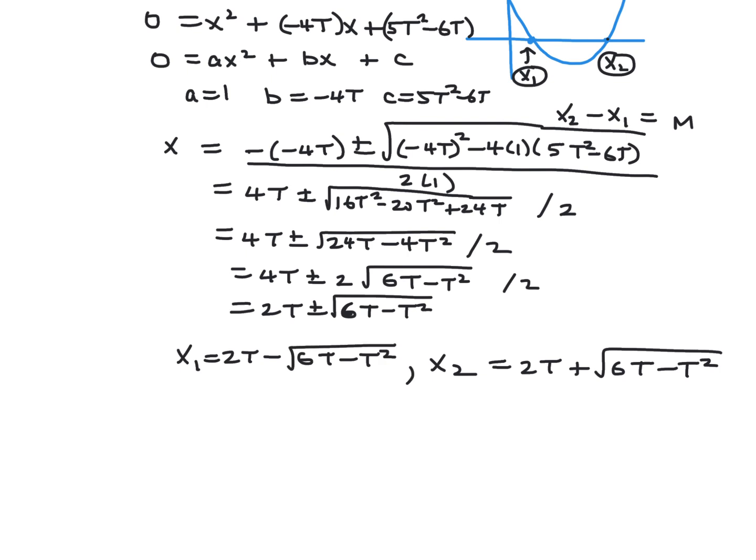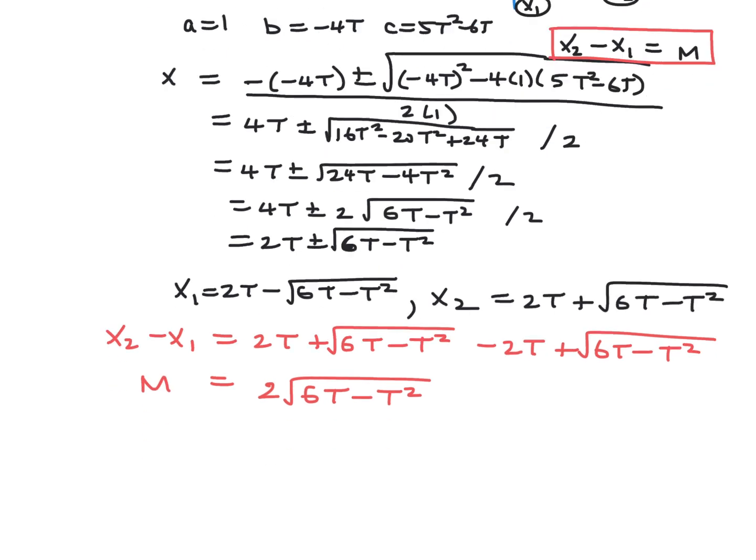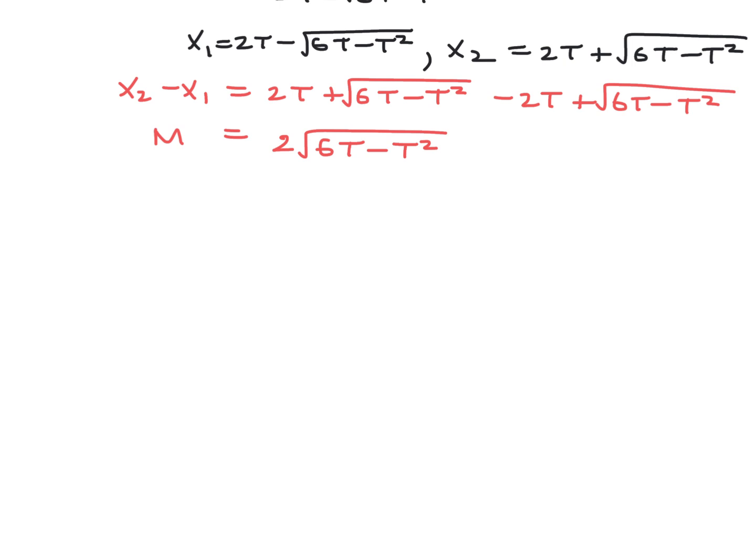Okay, so now we can concentrate on the distance, which is right here. So x2 minus x1 would be 2t plus the square root of 6t minus t squared, minus 2t minus the square root of 6t minus t squared, when you subtract them. And the 2t's disappear, so all you're left with is two of these radical signs. Okay, so we are trying to maximize this, because this is m. We are trying to maximize that.